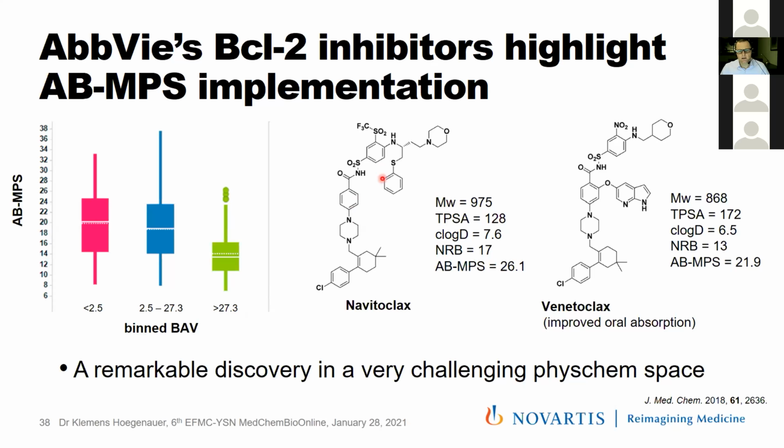And as you can see, this first compound that made it onto phase 3 is quite high in this context. But if you go lower, decrease the number of rotatable bonds, and also decrease the lipophilicity, which goes into this multi-parameter score, you go in the right direction. And this is actually the compound that is improved for oral bioavailability.